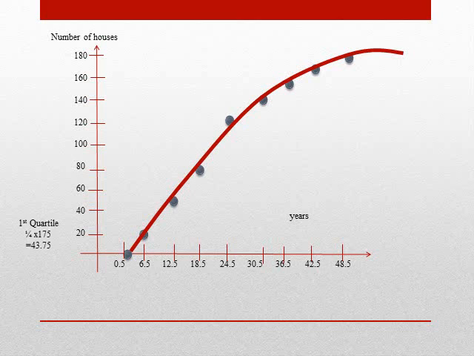The first thing you need to calculate is the location of the quartile. We use the example of the first quartile. To identify the location, the formula is 1 over 4 times 175. 175 is the total frequency, or total cumulative frequency. So we get 43.75. This is the location. So where is the location? It is here.